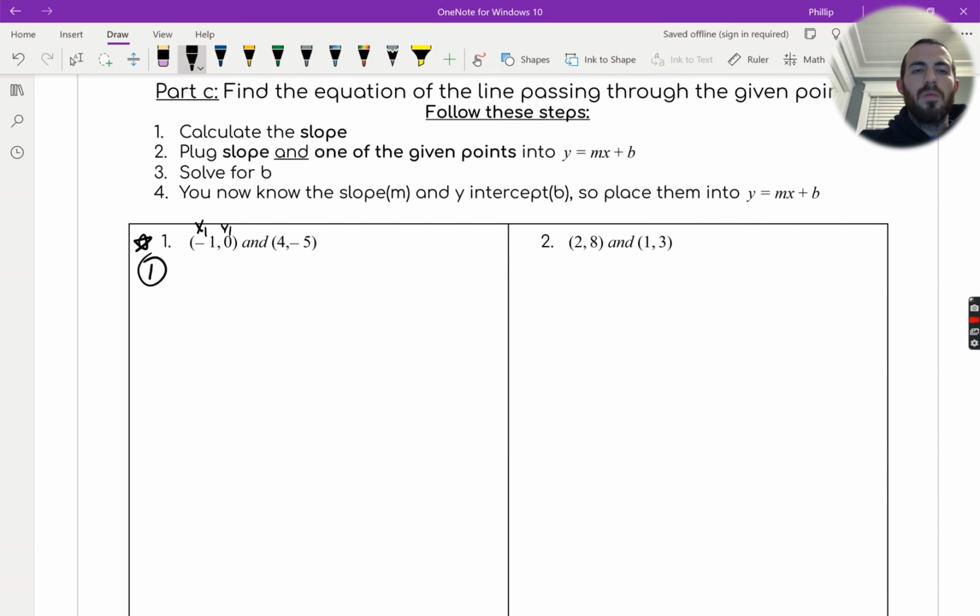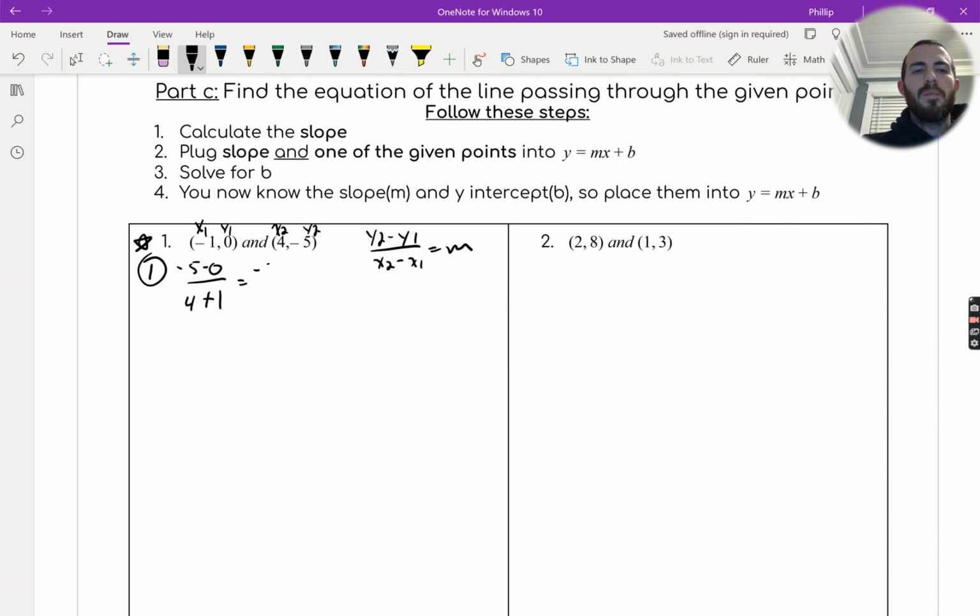You say x1, y1, x2, y2. You can look at the top of your paper. Slope is this. So we're going to do -5 minus 0 over 4 minus a -1. Remember, when we do that double negative, it turns to addition.